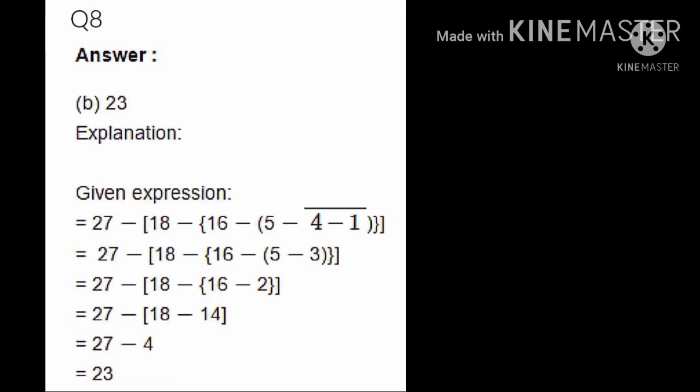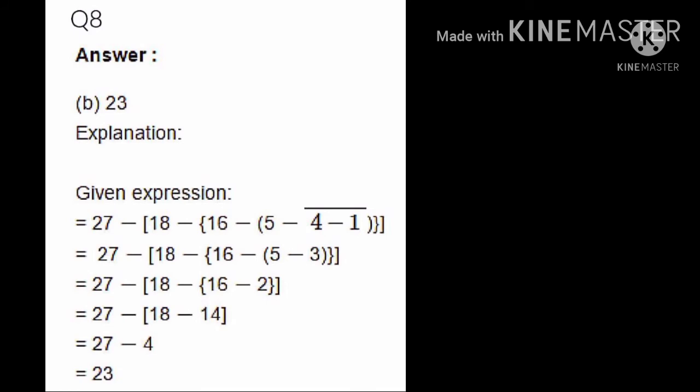Question number 8. Now, here we will be using VBODMAS. Why? See, 27 minus square bracket 18 minus curly bracket 16 minus small bracket 5 minus 4 minus 1 is in vinculum. Then all the brackets are being closed. So, next line is 27 minus square bracket 18 minus curly bracket 16 minus small bracket 5, and 4 minus 1 is 3. 5 minus 3. So then the small bracket we will do. First we solve the small bracket, then the curly bracket, then the square bracket.